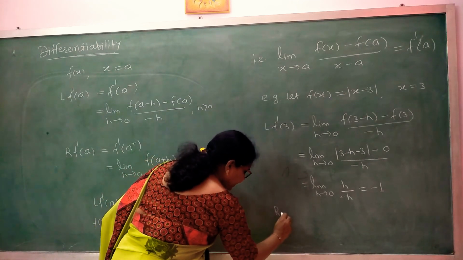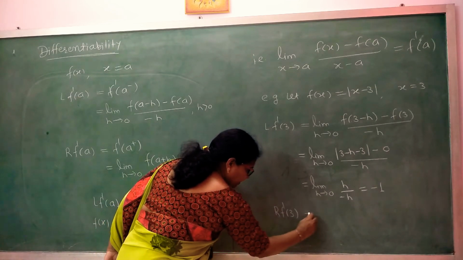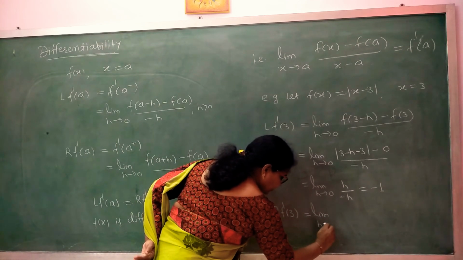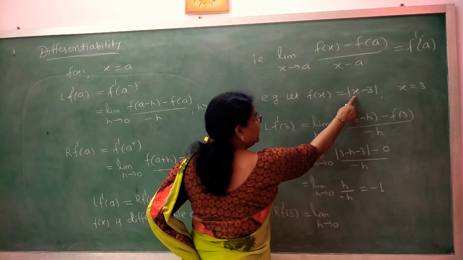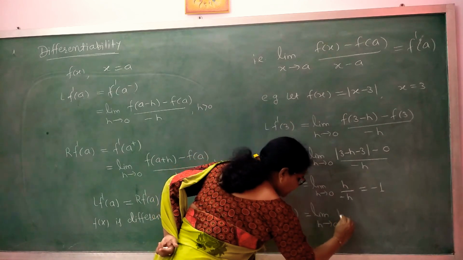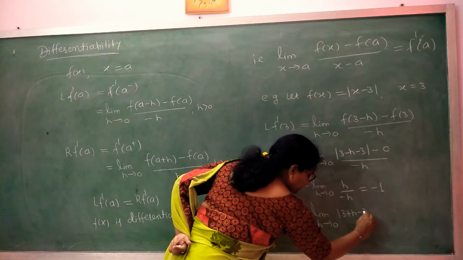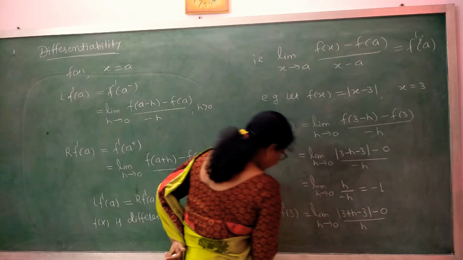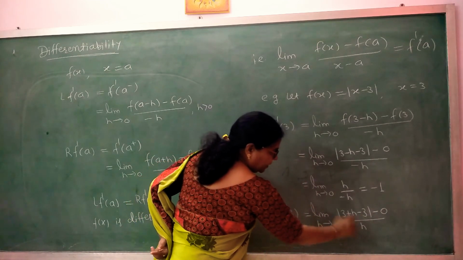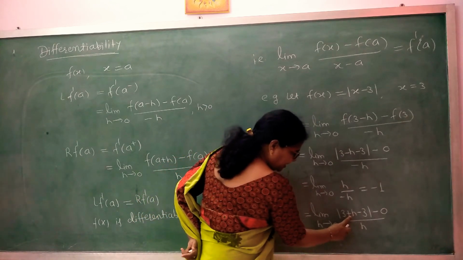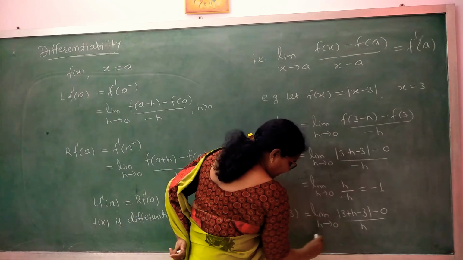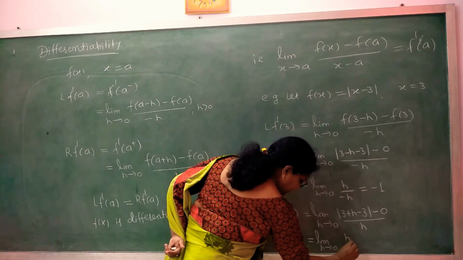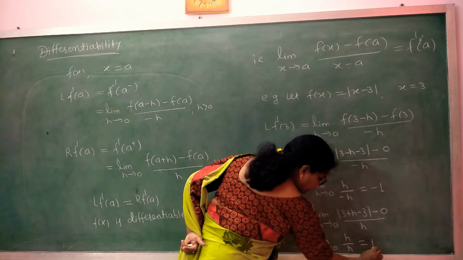Now the right hand derivative of the function at x equal to 3: limit h approaches to 0, here x is replaced by 3 plus h, mod of 3 plus h minus 3, minus 0, divided by plus h. For the right hand derivative, here is the plus h, and therefore mod h is positive and this term is positive. Limit h approaches to 0, mod h is h divided by h equal to 1.